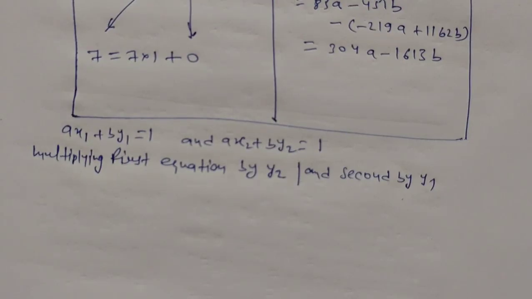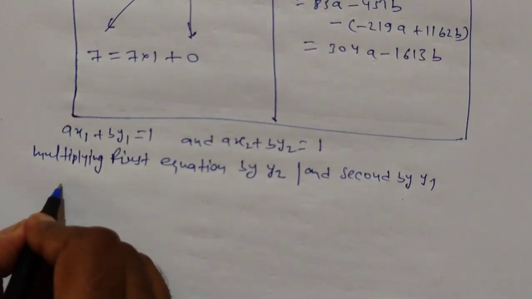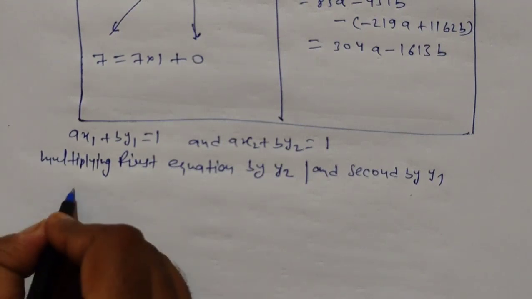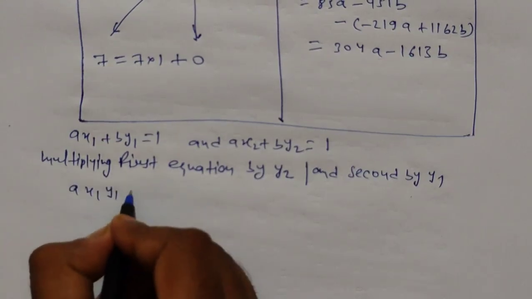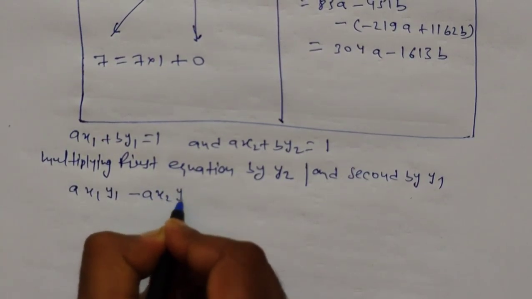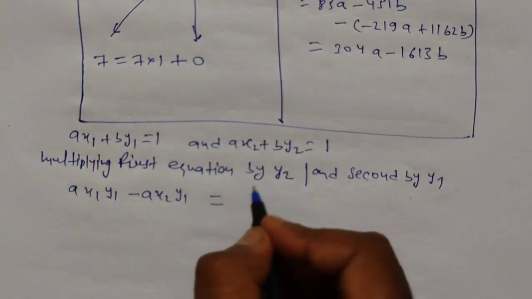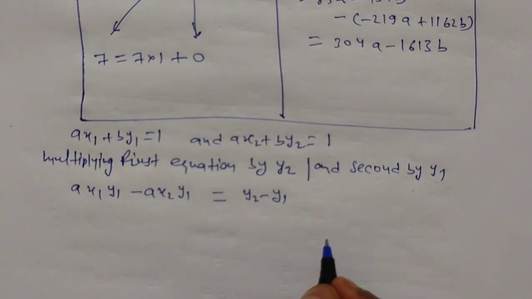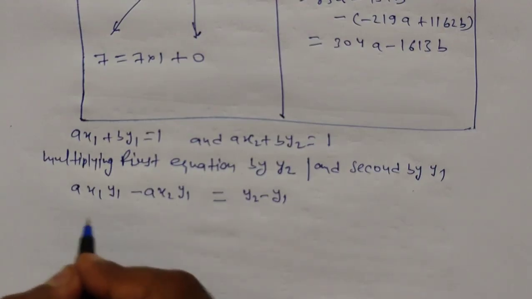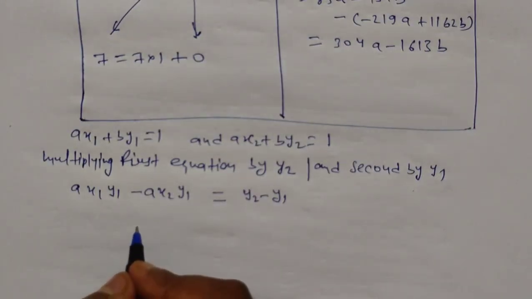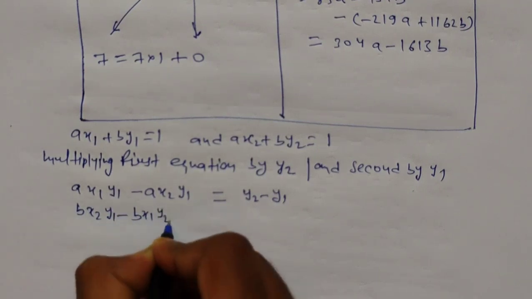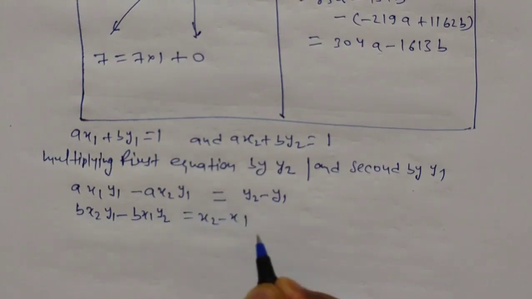then we have the terms as ax1y1 and ax2y1 is equal to y2 minus y1, and similarly if we multiply the first equation by x2 and the second equation by x1, and then subtract, we get b x2y1 minus b x1y2 is equal to x2 minus x1.